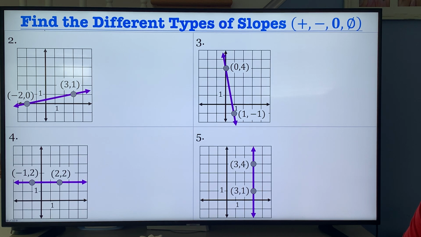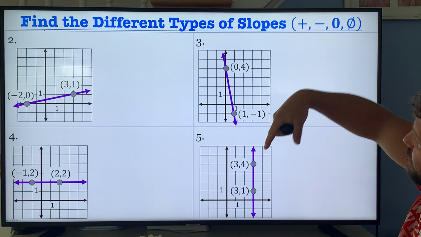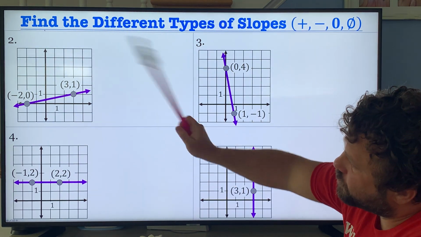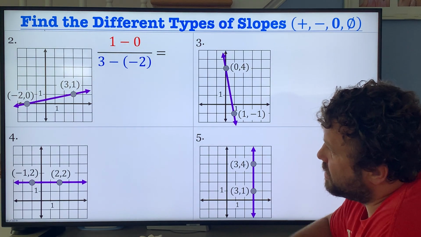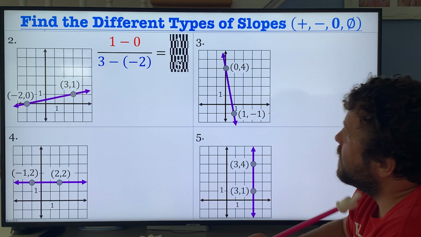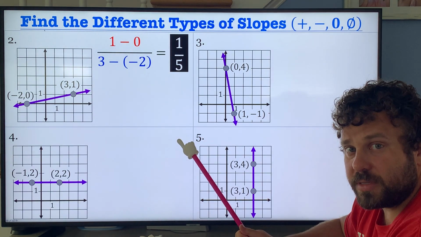All right, so here are 3 different types of slopes. I want you guys to find the slope of problems 2, 3, 4, and 5. All right, let's check the first one. 1 minus 0, y2 minus y1, x2 minus x1. Gives you a slope of 1/5. What kind of slope is this?